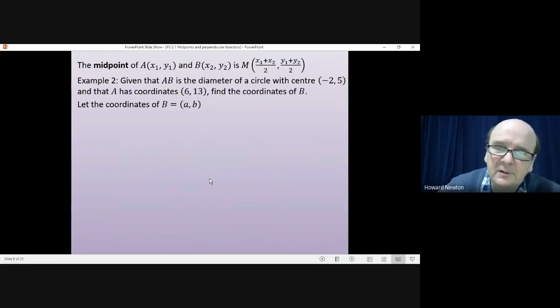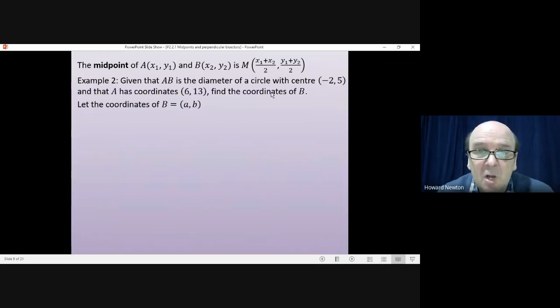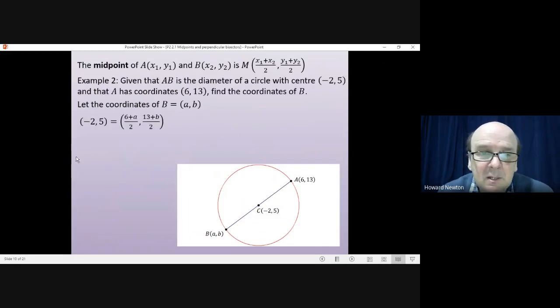Okay, let's have a look. So this time we know the answer. We know what the coordinates of the midpoint are. The coordinates of the midpoint are minus 2, 5, the center of the circle, which is the midpoint of the line segment. Well, that means that minus 2, 5 must equal the two x coordinates added together, divided by 2, and then the two y coordinates added together and divided by 2, which is why we called this point AB. So you get 6 plus a over 2, 13 plus b over 2. Both of these we treat separately. So we look at the x-coordinate first and then the y-coordinate.